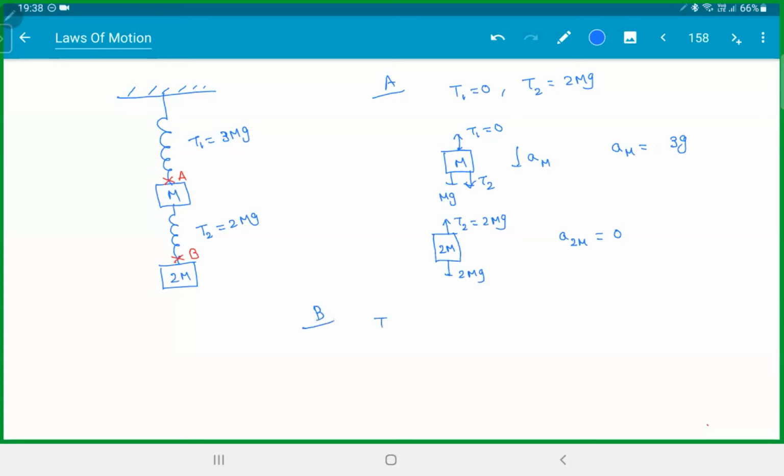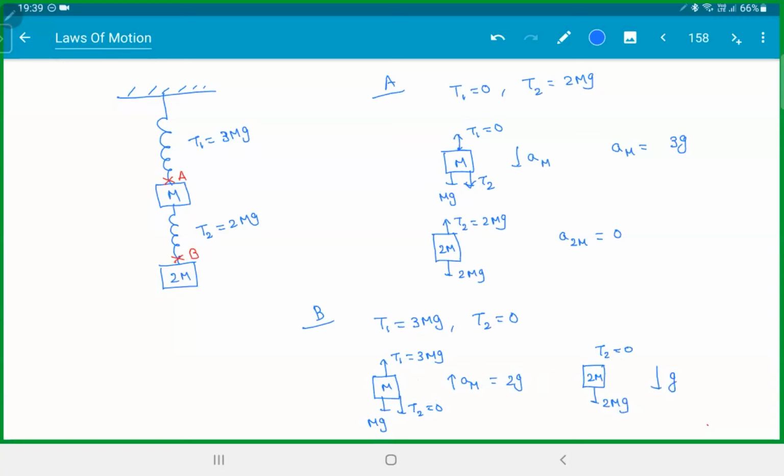Now you're cutting at B, so T1 will remain the same. T2 will become 0. Whichever you make 0, keep the remaining tensions as they are. Now draw the FBD of the blocks. For M, this would be T1, 3mg, and your own weight mg. T2 is 0, so this block will go up. So acceleration of M will be (3mg minus mg) by m, 2g upward. And for 2m, tension T2 is 0 and your weight is 2mg, so it will just fall freely with g.